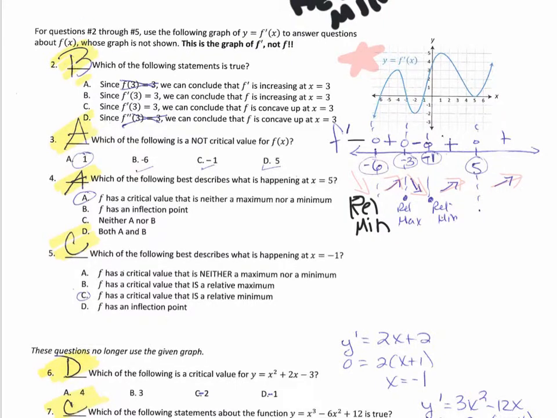Let's look at number 3, which of the following is not a critical value for f of x? Critical values are where the first derivative is 0, so we know they're -6, -3, -1, and 5 because that's where it is hitting the x-axis. So let's take a look. Well, 1 is not on that list. -6 is, -1 is, 5 is. These 3 are critical values. This one is not, and so we're going to choose A.